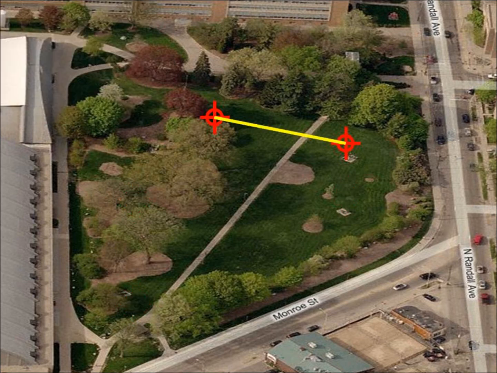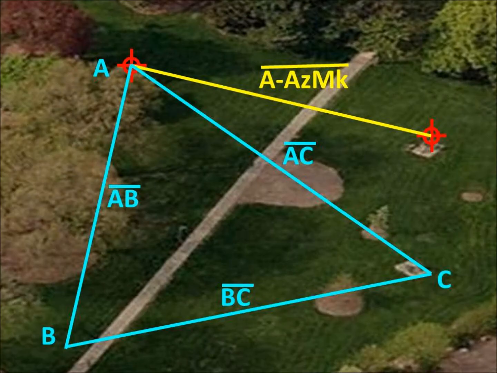First, you will set up on one known benchmark and cite another known benchmark to obtain an azimuth. You will eventually set up the total station on 2 other points and then come back to the first point to close the polygon. The first point to set up on will be referred to as point A in this video. The second point to set up on will be point B, the third is point C, and the backside is referred to as the azimuth marker.